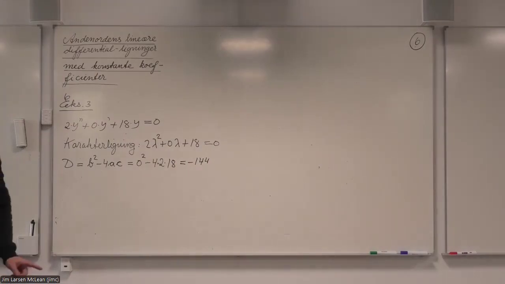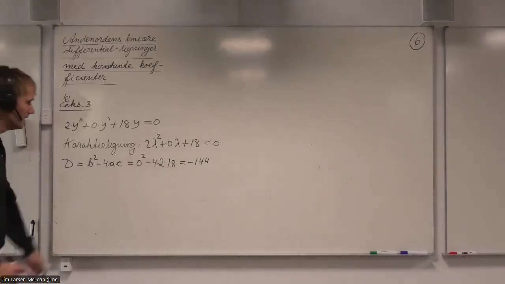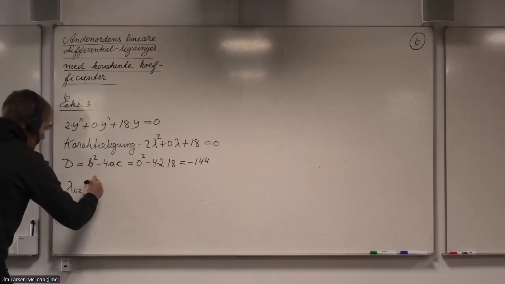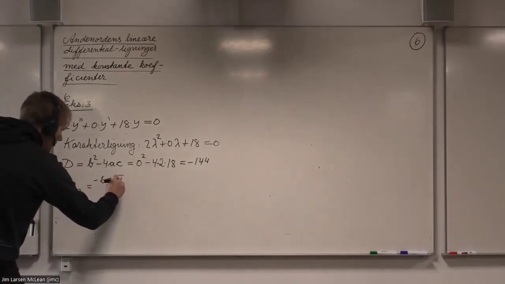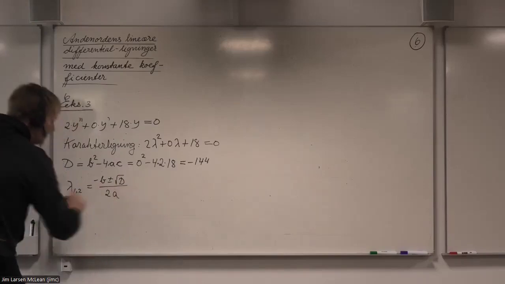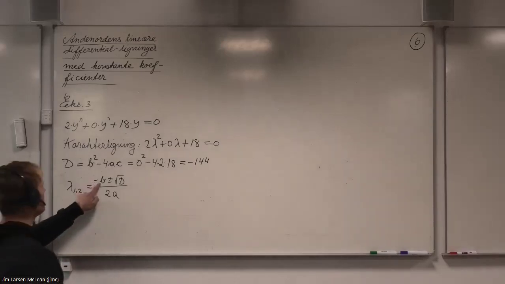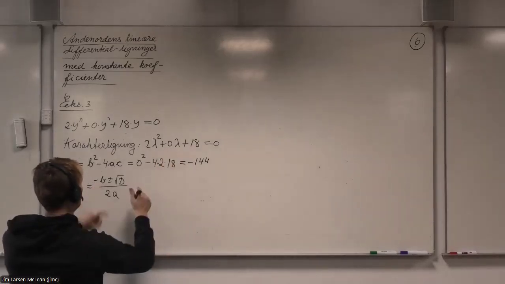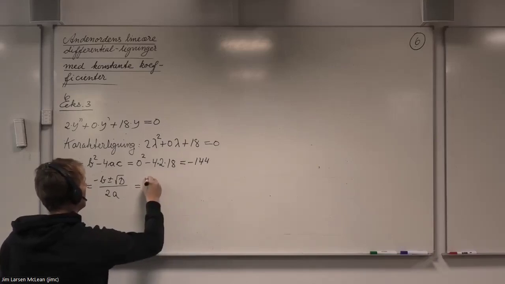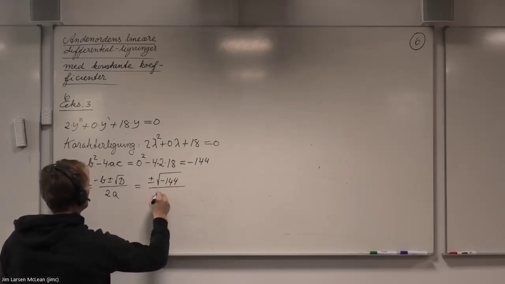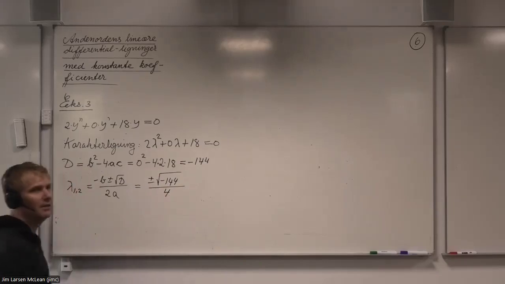And that means we know there won't be any real solutions, but there will be 2 complex ones. And what do they look like? Well, they look like this. Lambda 1 and 2 is negative b plus or minus the square root of d, all divided by 2a. And then we plug in the numbers. Minus b, that must be 0, because b is 0, so I don't need to write it. So I just need to write plus or minus the square root of minus 144, and then divided by 2 times 2, which is 4. Are you following along?